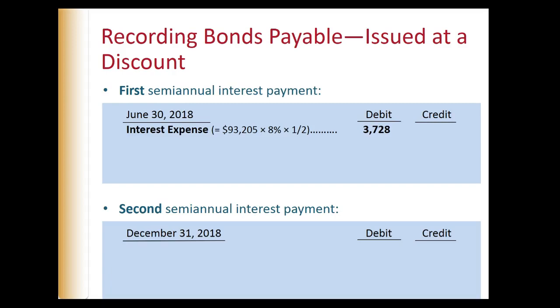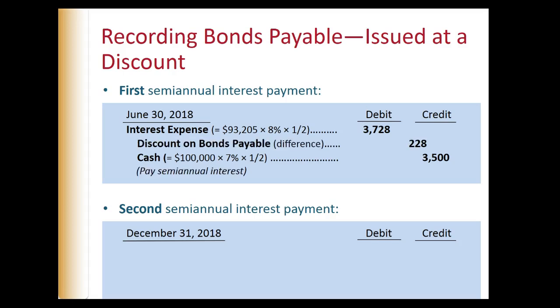We calculate each period's interest as the carrying value, which is the amount actually owed during the period, times the market rate, the 4% semi-annually or the 8% annually, in our example. This method of calculating interest is referred to as the effective interest rate. For the first interest payment, interest expense is the carrying value of the bonds times the market interest rate per period, which is the 37.28.